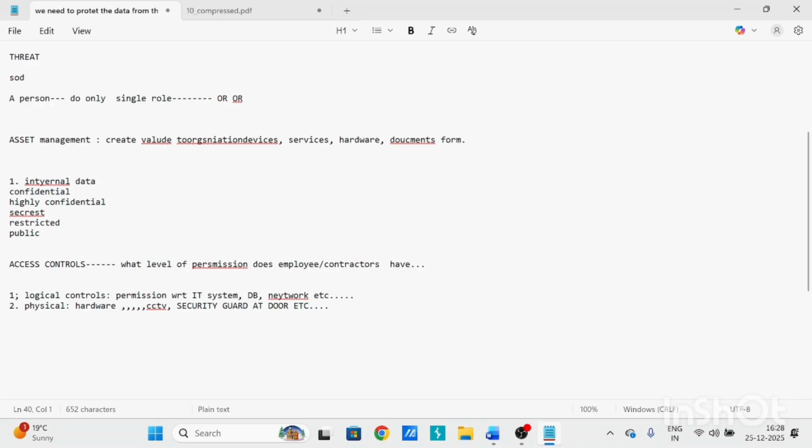Otherwise, in terms of logical, we have MFA, we have credentials, we have RBAC, or least privileges. These are the types of access control we have.